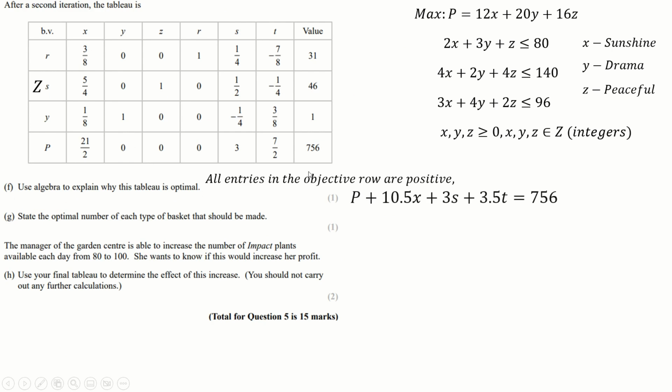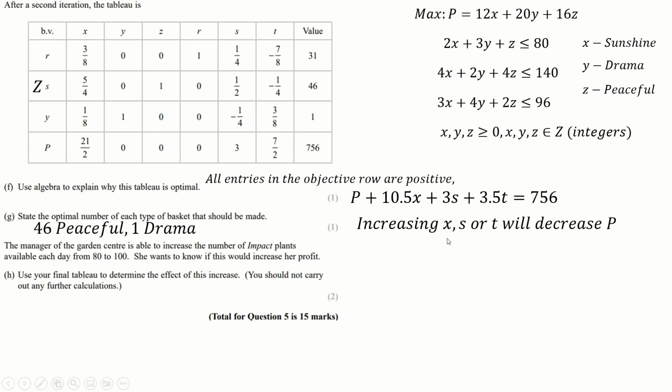So all these are positive. When you write out the profit, that means P plus this plus this plus this equals this. And the reason this is optimal is because if you try to gently nudge X, S, or T upwards, P will go downwards, so increasing any of them will decrease the profit, so therefore it's optimal. State the optimal number of each type: there's clearly one Y, which is one drama basket, and 46 Zs, which is 46 peaceful baskets. You might have thought, oh, you could decrease X, and that would increase the profit, but you can't, because X is currently at 0, so that's fine.